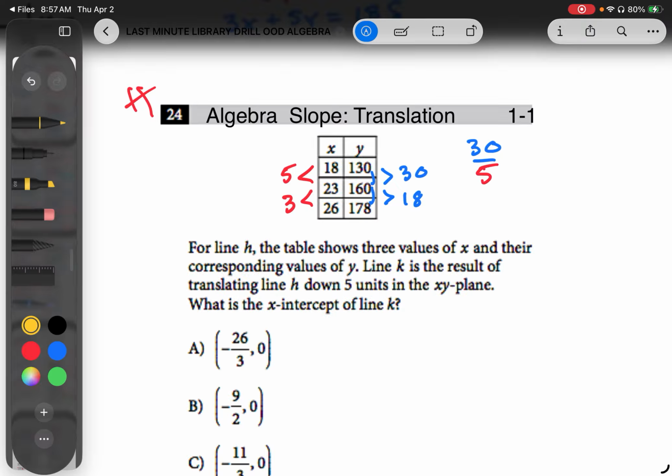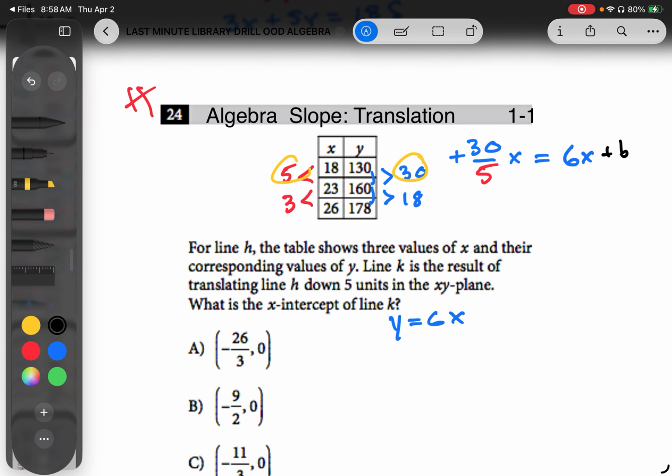Where'd I get that 30 over 5? Right here and right here. 30 over 5. Now, is it positive or negative? Remember, the y's are increasing in value, so it's going to be a positive 30 over 5x. Can we reduce that? Yes, 30 divided by 5 is just 6, so it's a 6x. So far I have y equals 6x. All right, but we have plus b.